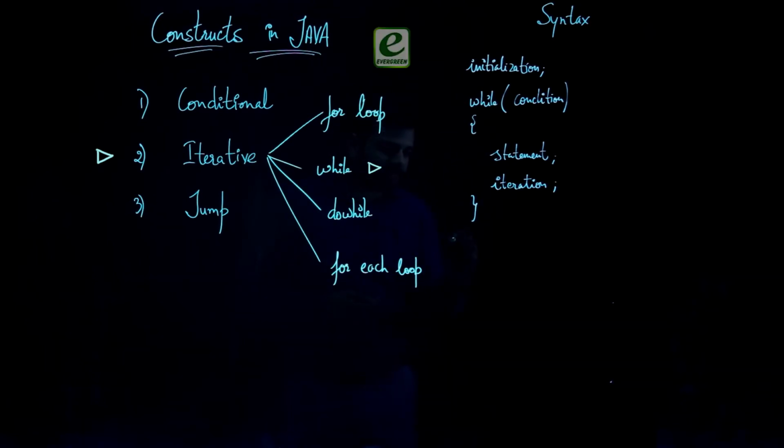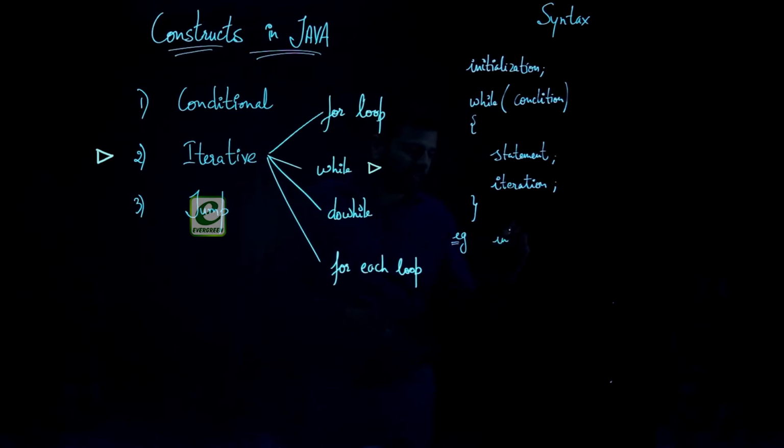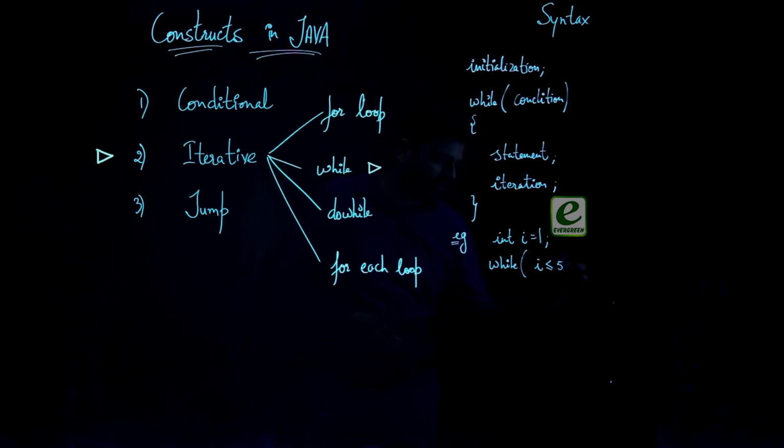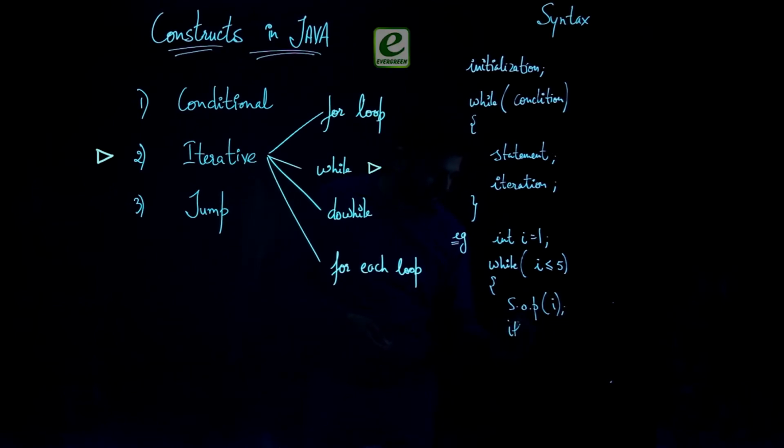Let's take an example. Same example, you want to print the first 5 numbers, or 0 to 5 or 1 to 5, hardly matters. So let's say int i equals 1, while i is less than or equal to 5, what you can do is System.out.println(i) and i plus plus.